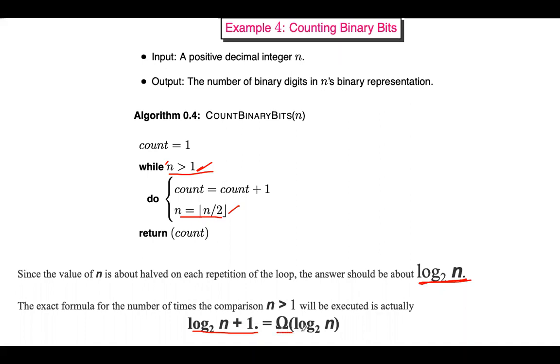So its complexity is represented as follows. We will not consider this constant. We already know that we are not going to consider constants in the representation. So this is omega of log n base 2. Its complexity is omega of log n base 2.